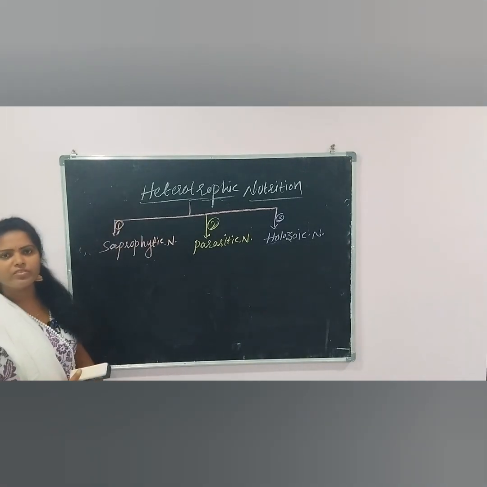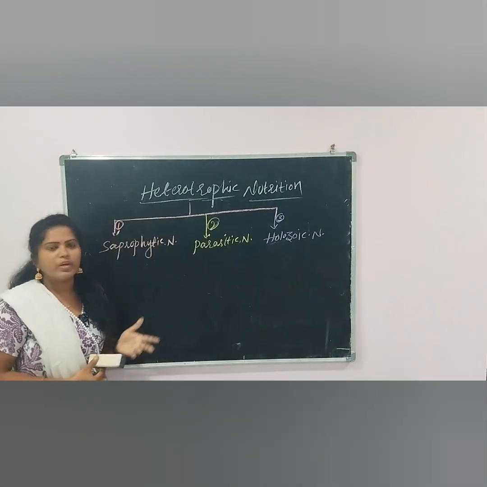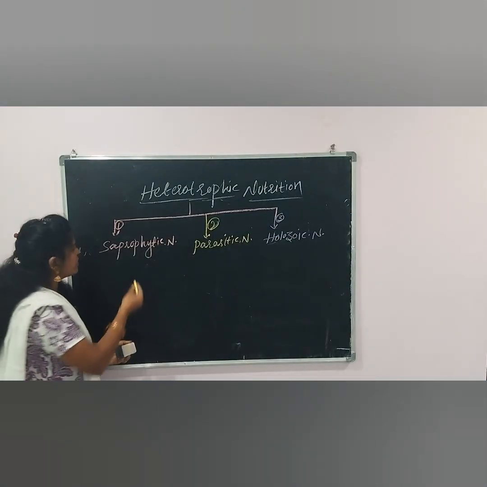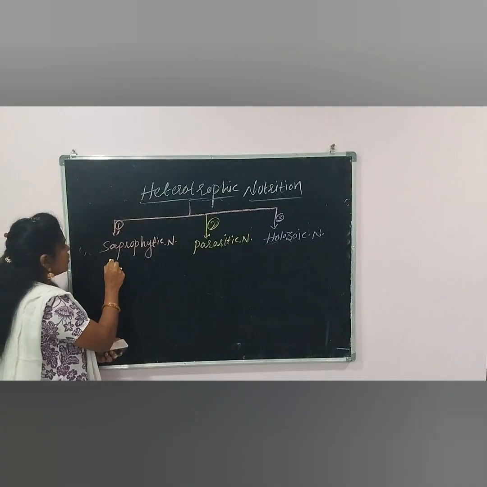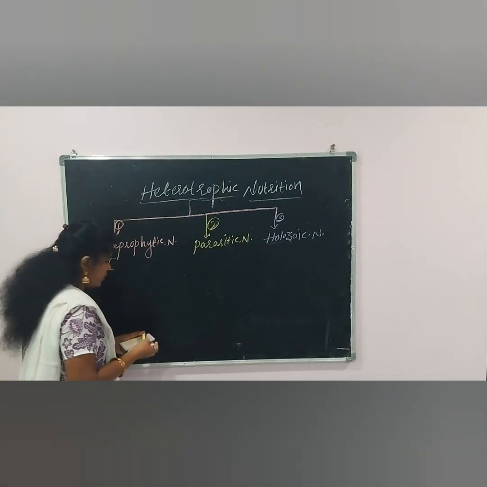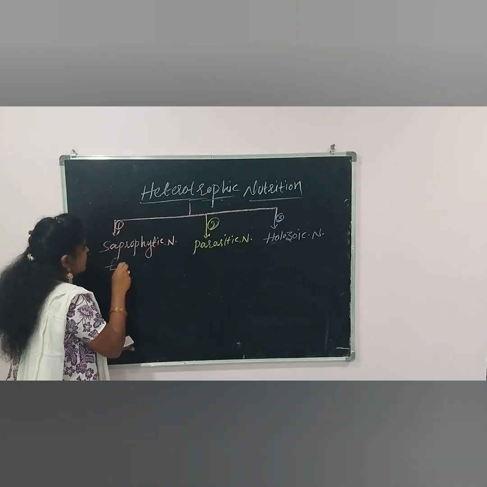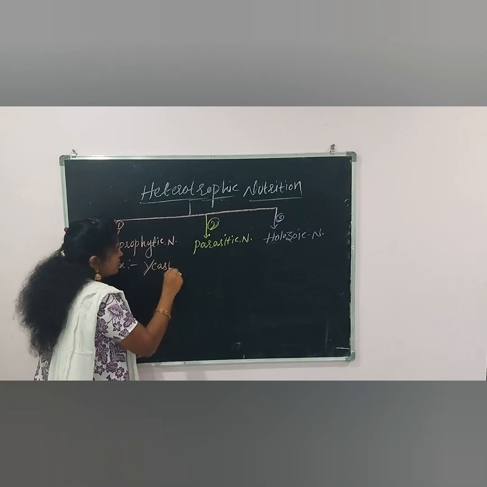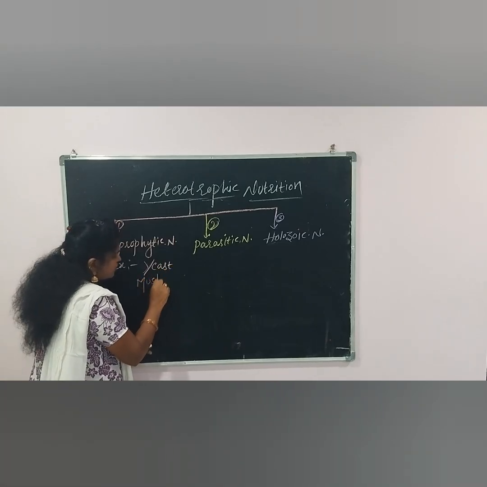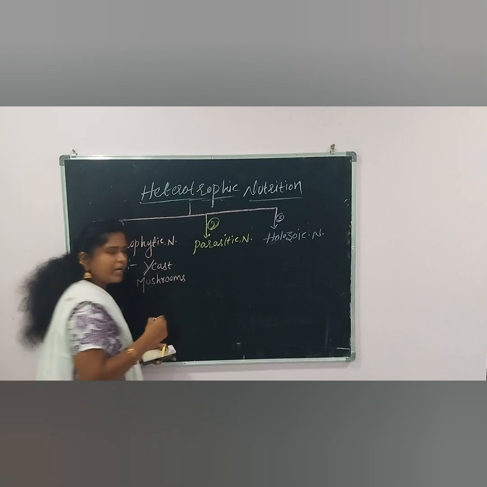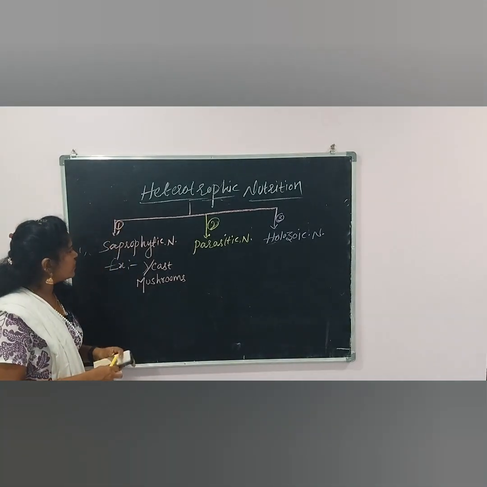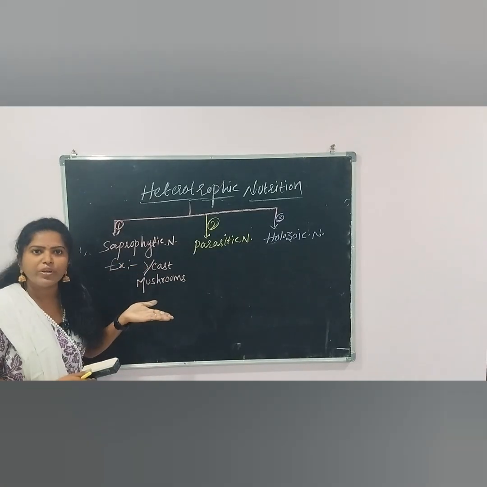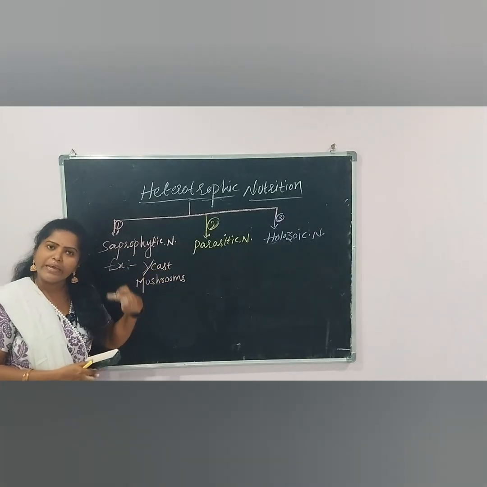Let us see the definitions of these three types of nutrition and their examples. So let us see the examples of saprophytic nutrition. Examples: yeast, mushrooms, mold on the bread. These are the examples for saprophytic nutrition. Then what is the definition of saprophytic nutrition? How do these organisms take the food?